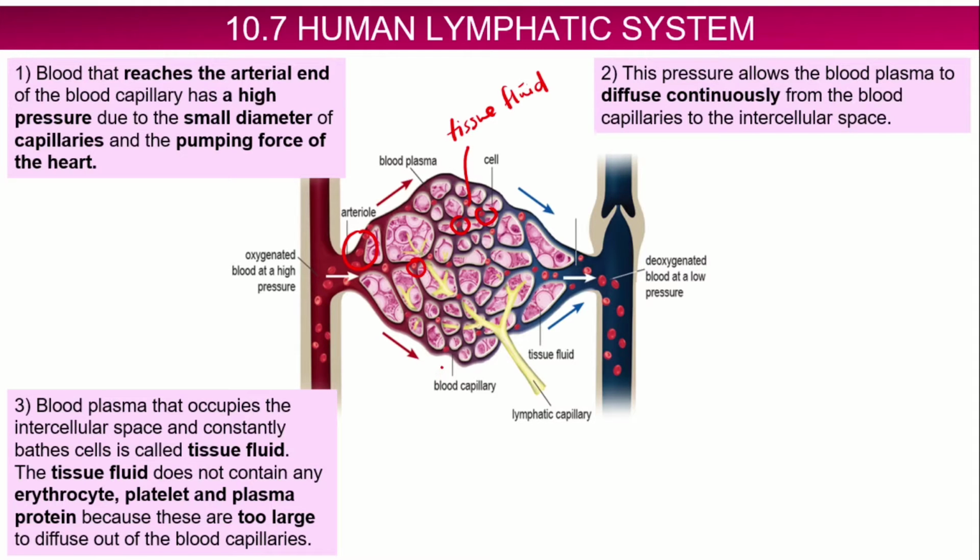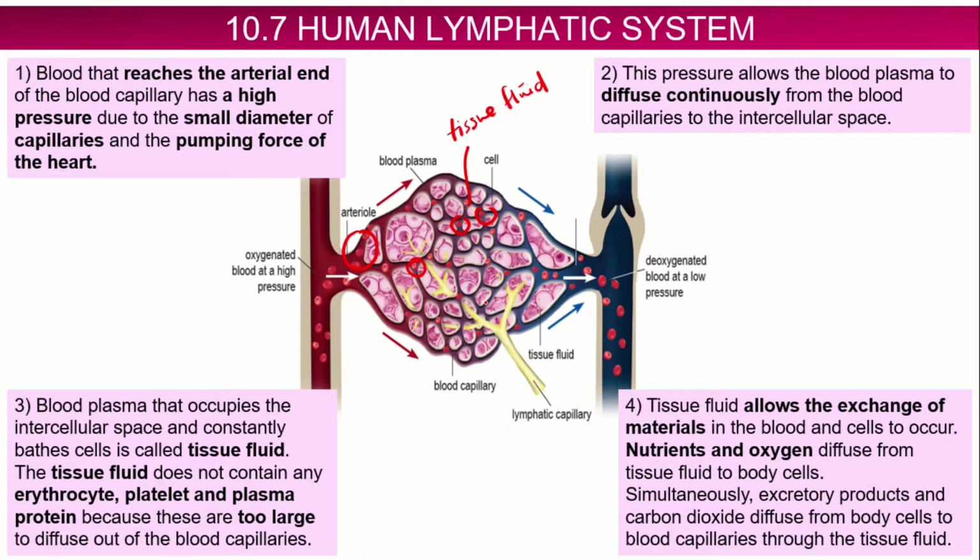The tissue fluid does not contain erythrocyte, platelet, and plasma protein. This is because erythrocyte, platelet, and plasma protein are too large to diffuse out of the blood capillaries. Later, the tissue fluid allows the exchange of material in the blood and cells to occur. Nutrients and oxygen diffuse from tissue fluid to the body cell. Simultaneously, the waste product and the carbon dioxide will diffuse from the body cell to the blood capillaries through the tissue fluid.